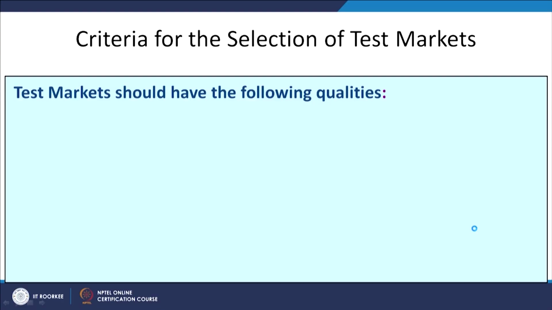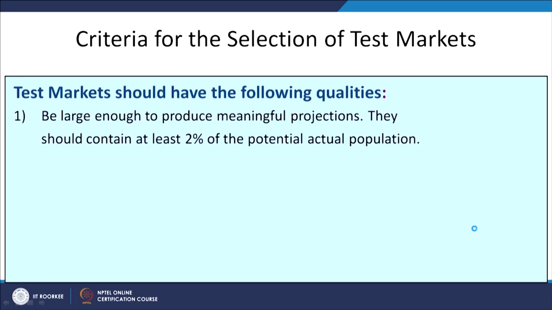How do you select a test market? The question is, how does a marketer select the test market? A test market should have the following qualities. The first: it should be large enough to produce meaningful projections. It should contain at least 2% of the potential actual population.